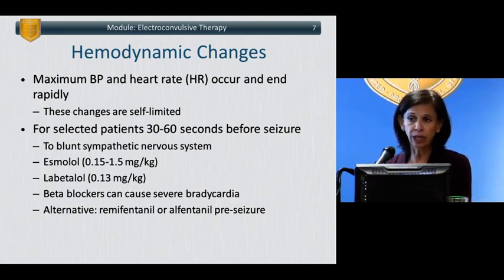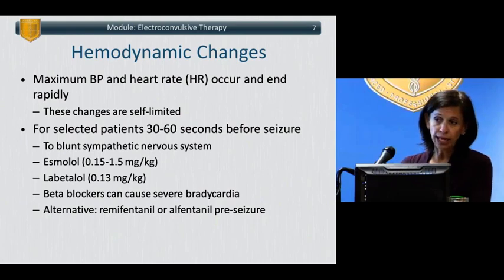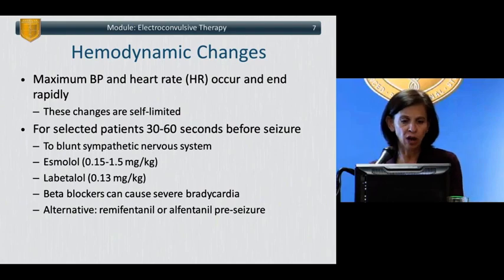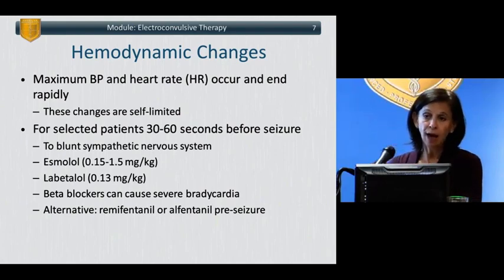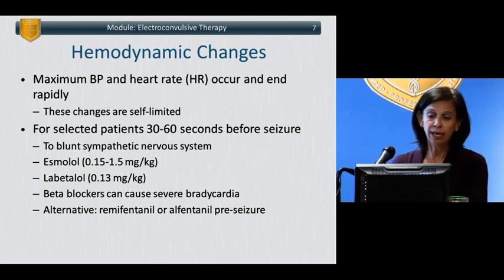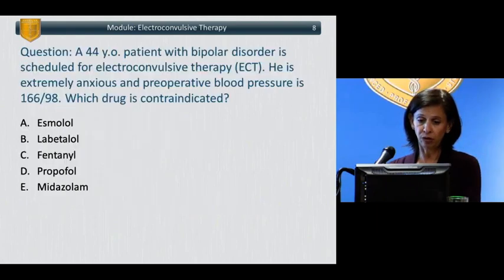So some of the most commonly used medications are beta blockers. Esmolol and labetalol are particularly good. Labetalol has more effect on the blood pressure than it does on the heart rate. Esmolol typically has more effect on the heart rate than it does on the blood pressure. Now, when you do give beta blockers, if you give them too far ahead of the stimulus or in too large amounts, that can exacerbate the bradycardia or the asystole, but generally it does not. An alternative is using remifentanil or alfentanil pre-seizure to also blunt the sympathetic output flow.